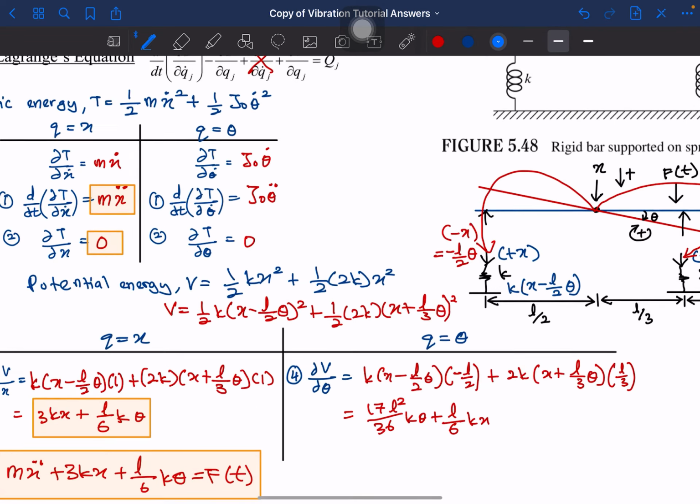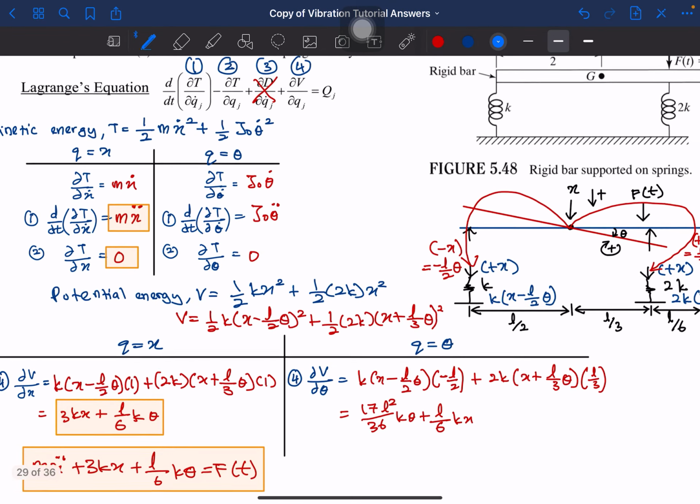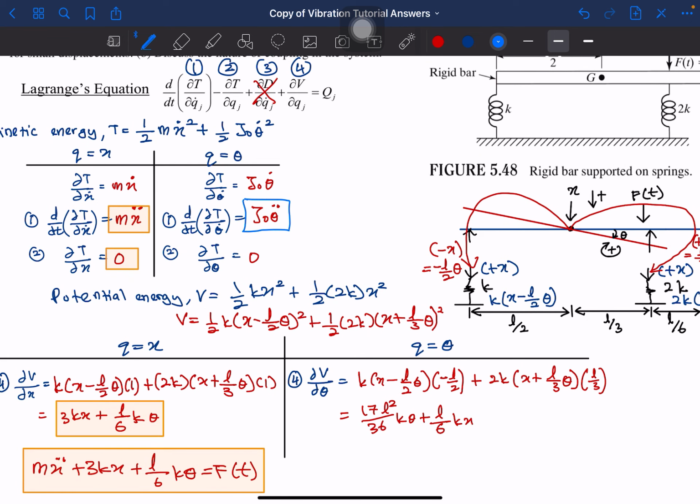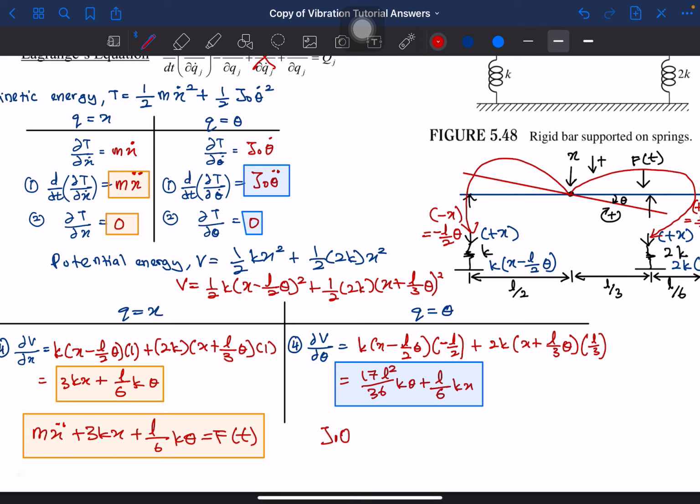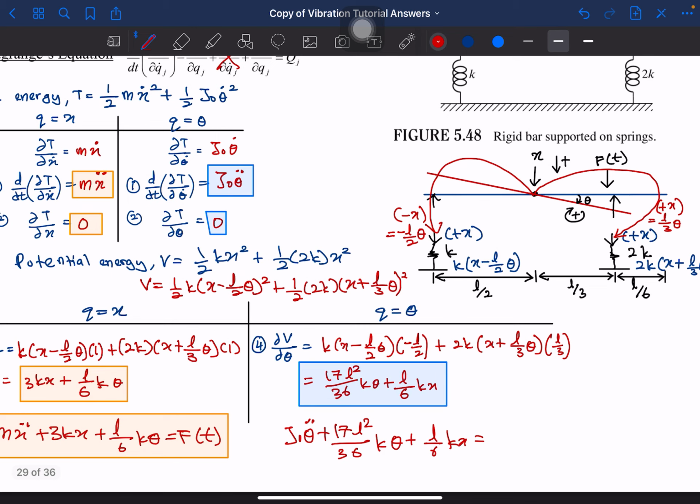Next, do the same thing for theta. Number 1 plus number 2, and then lastly plus number 4. So you'll get J naught theta double dot plus 17 L squared over 36 k theta plus L over 6 k x equals, remember, J naught is moment, so the force also needs to be in terms of moment. So force times distance, L over 3, Fd.